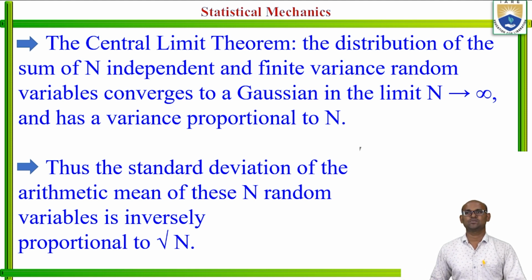What do you mean by n becoming larger and larger? That means we are going to take a system with a larger and larger number of particles, so that we are mimicking a real system where it has Avogadro's number, which is 10 to the power 23 atoms or molecules.